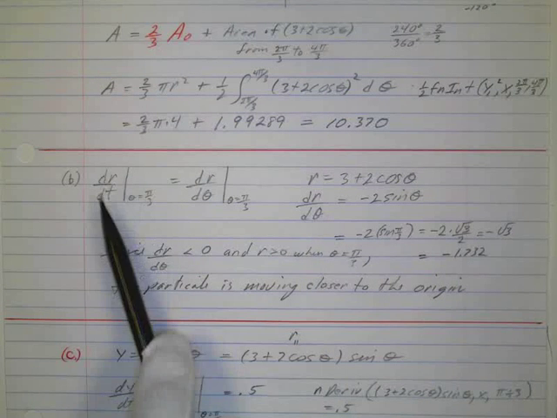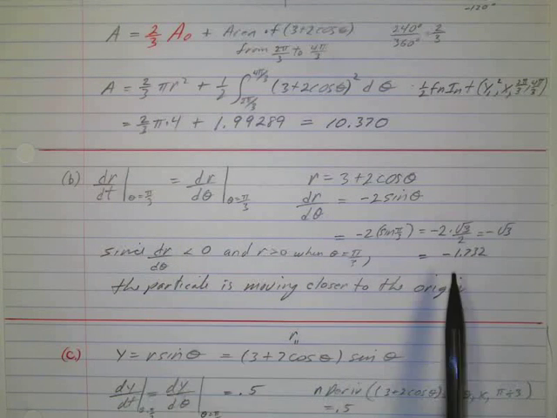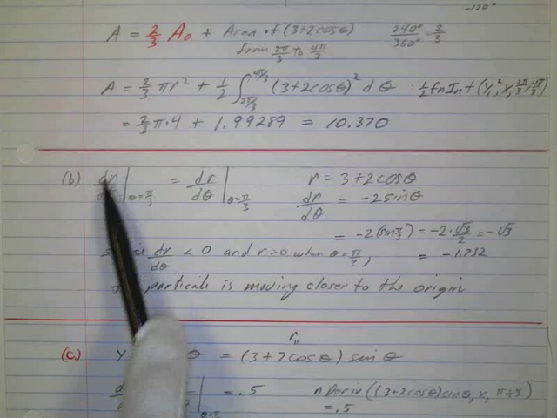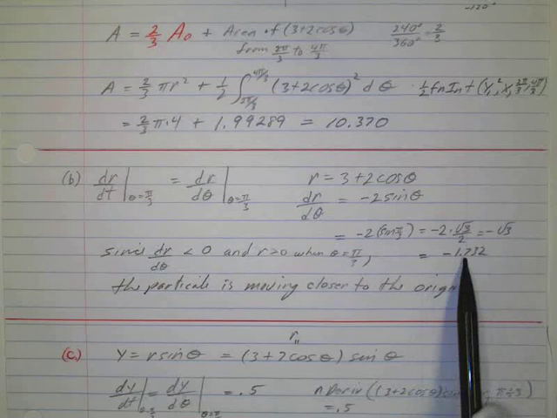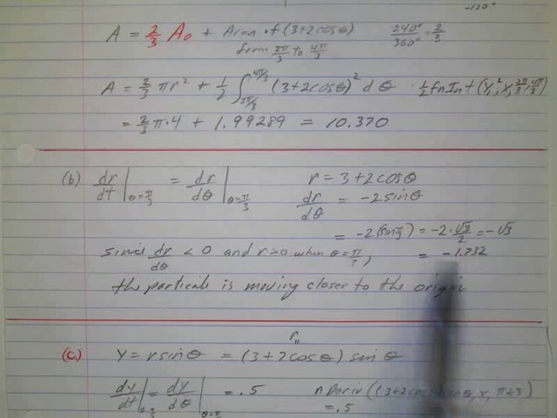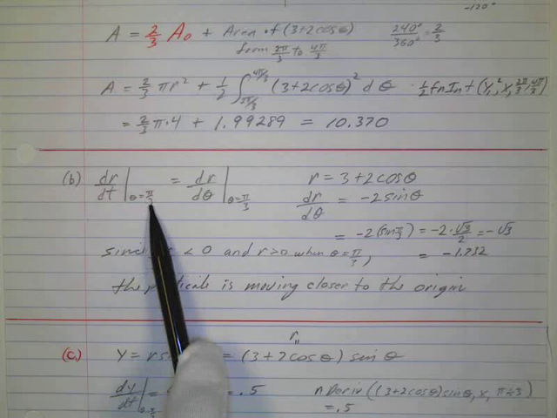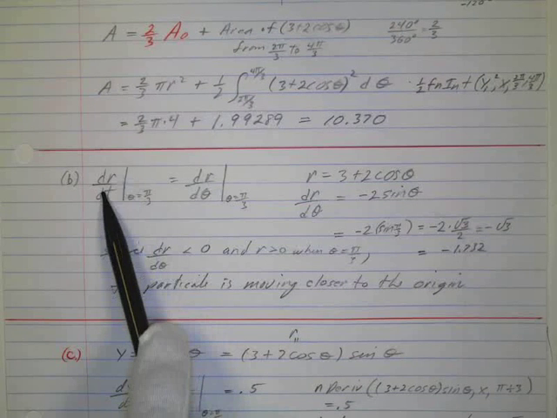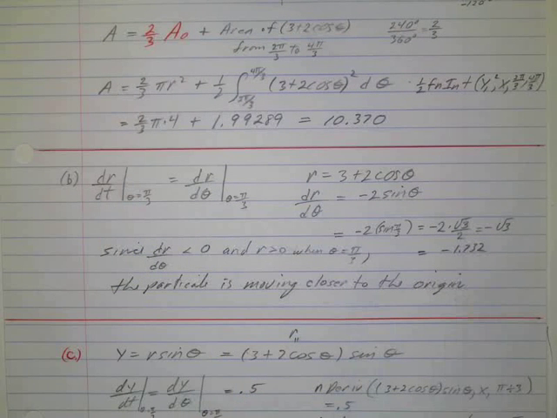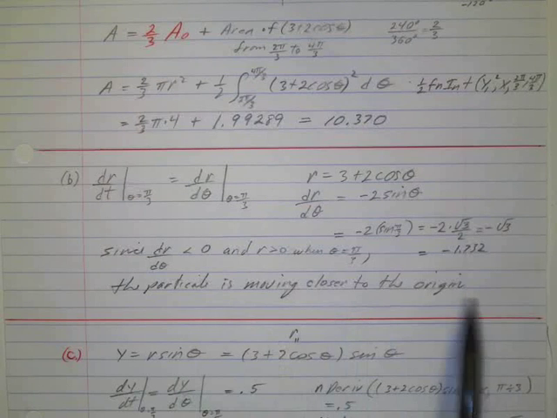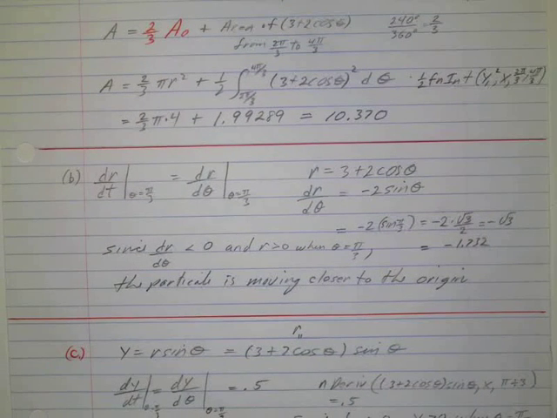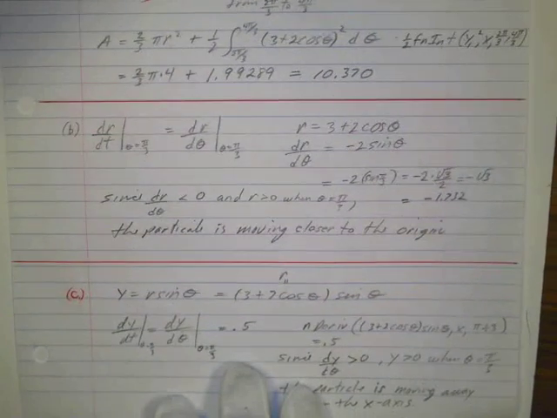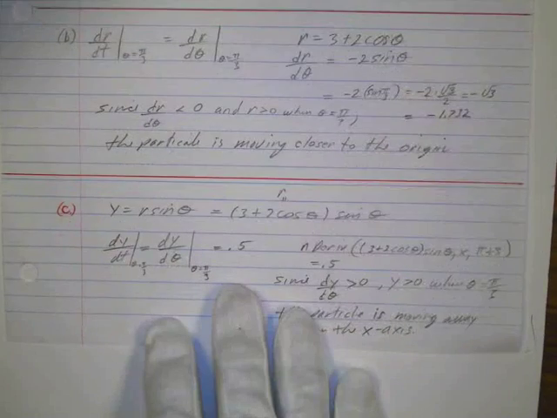Why is it moving closer to the origin? Because dr/dt, which equals dr/d theta, they tell us that these are the same, is negative. So that means as time is increasing, r is decreasing. That's my rate of change of my radius, so my radius is getting smaller. So I'm getting closer to the origin. Okay, all right, and then the C part.